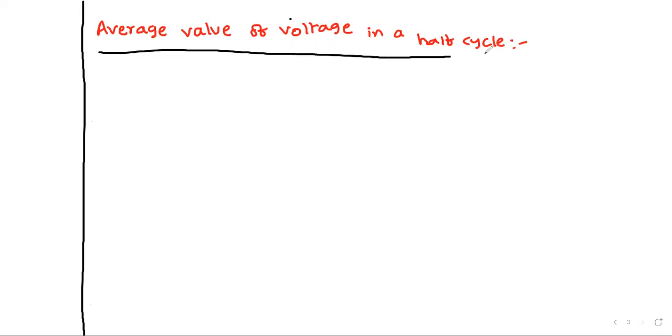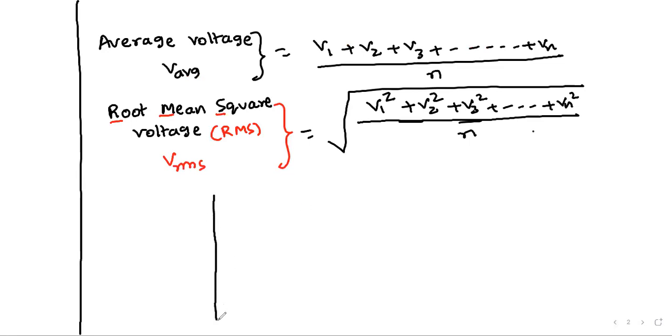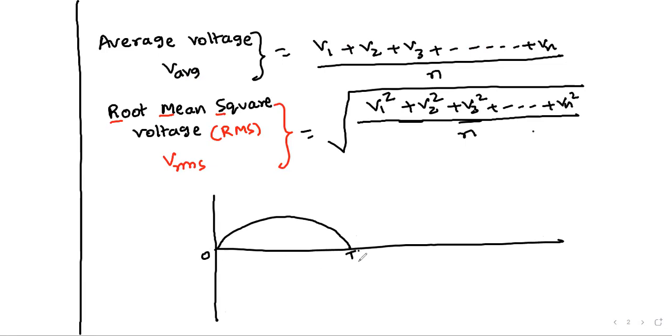So by definition of average value, I know that it is sum of all the voltages by number of intervals. Suppose I am considering a half cycle, this one, 0 to T by 2. Now I am considering intervals like this. Each interval is having a time as dt. Like that, how many dt we don't know, either it is n or 100 or 1000, we don't know.